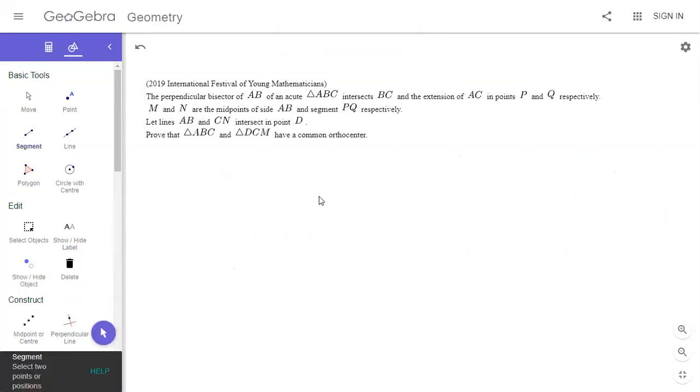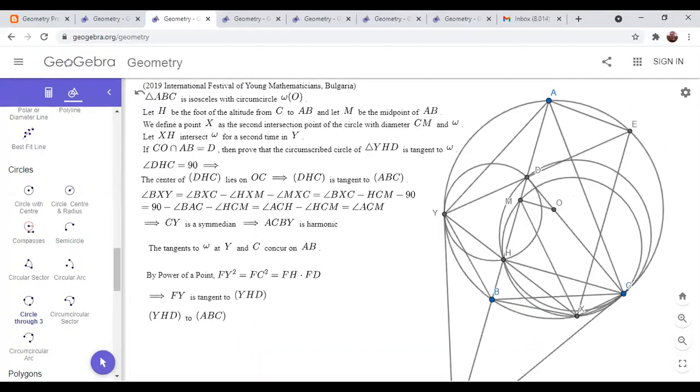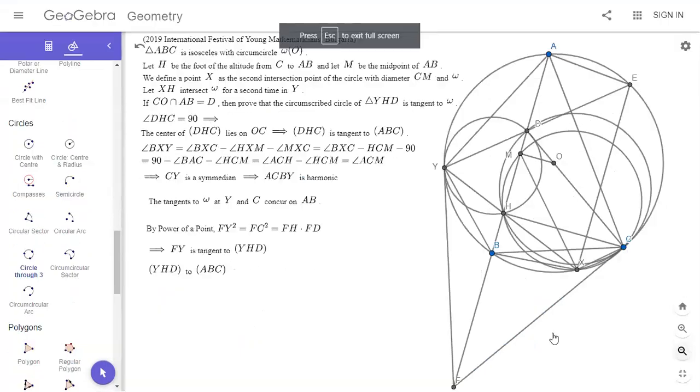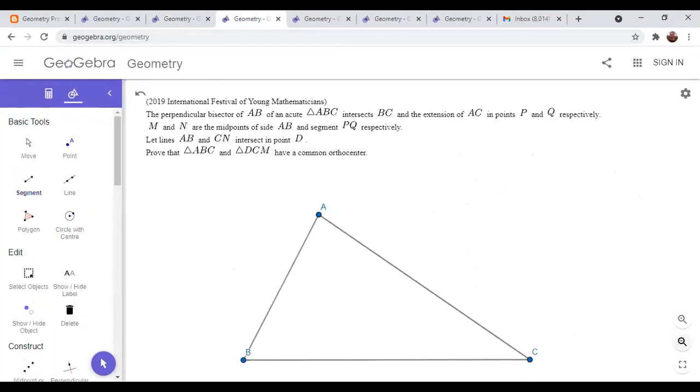These are third or these are second? Oh, fourth. What? What problem is this, third or fourth? Third. The International Festival of Young Mathematicians in Bulgaria. They're all part of that same contest. Right. Yeah, sure.